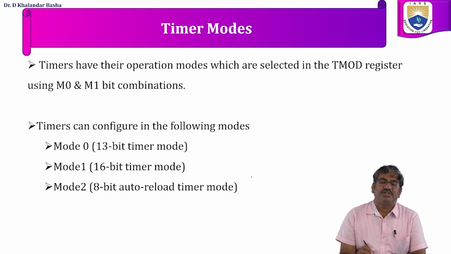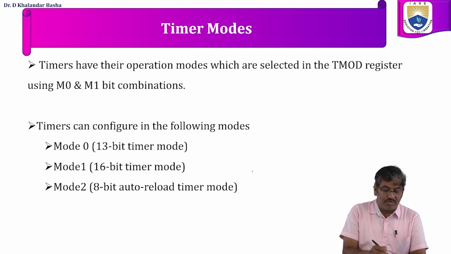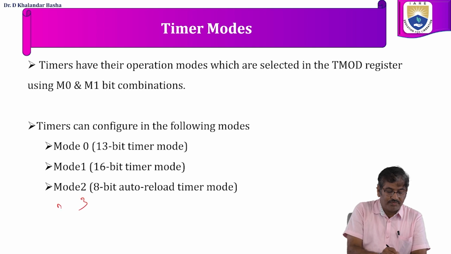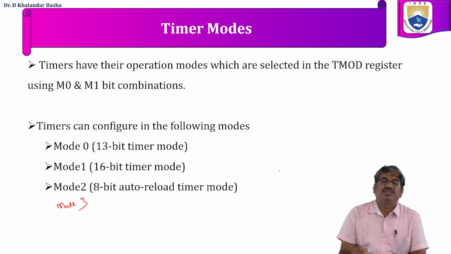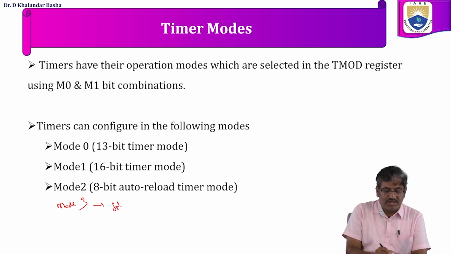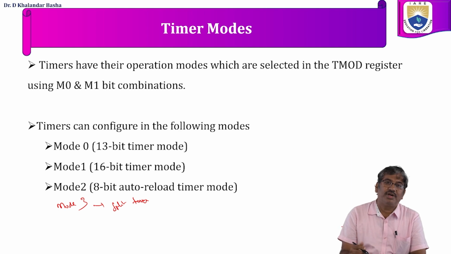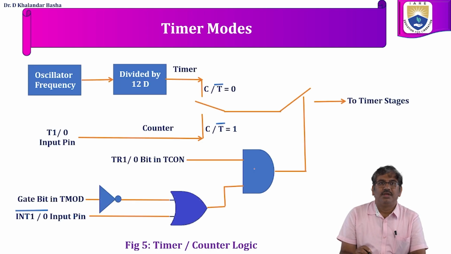As we know, timers can be configured in 4 modes: mode 0, mode 1, mode 2 and mode 3. Mode 0 is 13-bit mode. Mode 1 is 16-bit mode. Mode 2 is auto reload mode. Mode 3 is split timer mode, where we can use timer 0 as 2 separate 8-bit timers. So this is the logic for timer or counter.